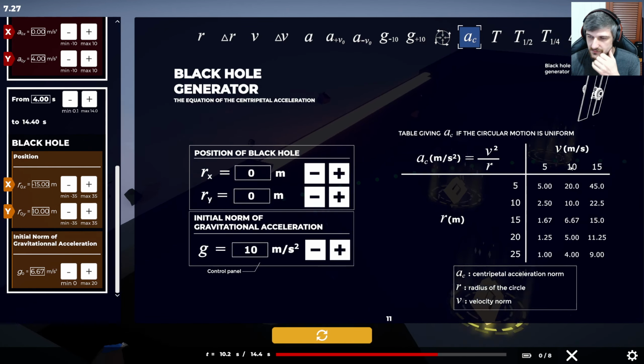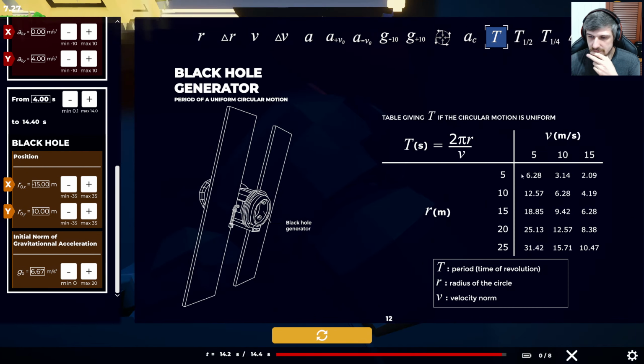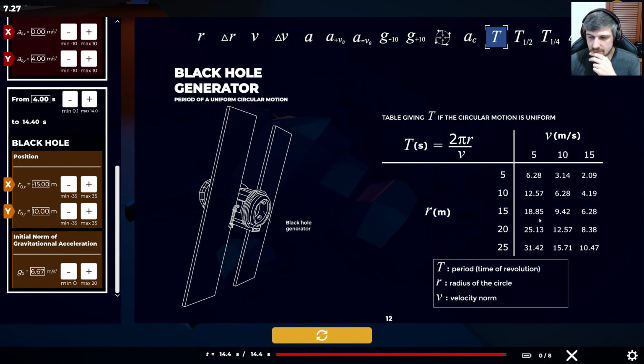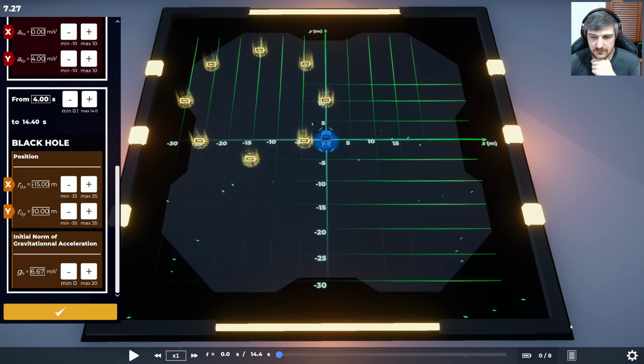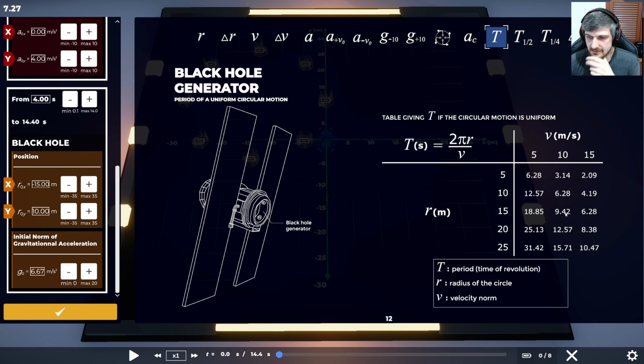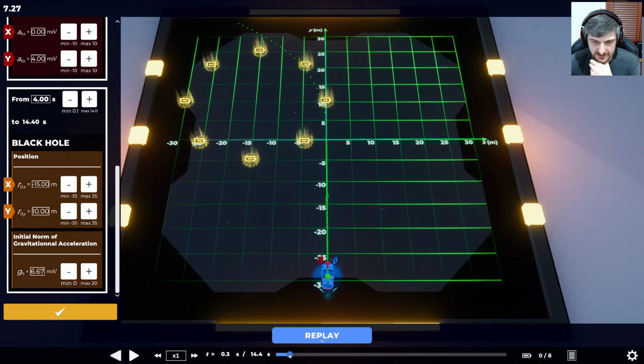Speed of 10. Radius 15. 6.67. Oh, wait, is it radius? Wait a minute. Go back. Radius 15, 10, 9.42. That's the time. Yeah, 15, 10, 6.67. But it does actually appear on time, right? So I was correct. You add each one of those up.